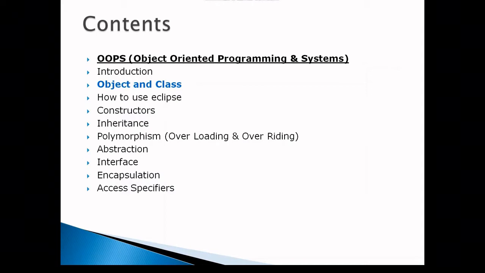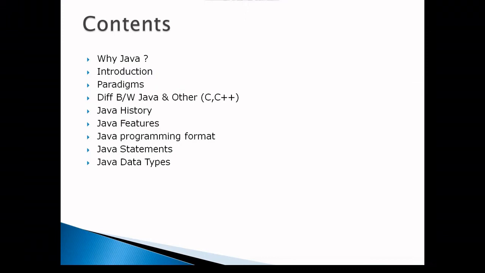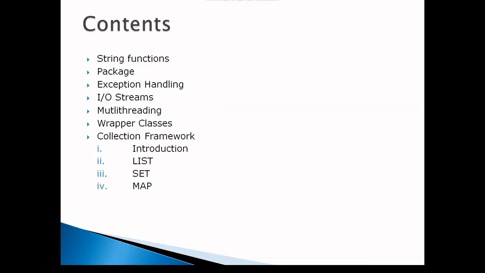Other OOPS concepts are there, like inheritance, polymorphism, abstraction, interface, encapsulation, and some Java introduction which contains the history, features, programming format, statements, data types. Some concepts are also there, like exception handling, input output streams, multi-threading, wrapper classes, collection framework in Java, which includes list, set, map, and their subclasses. So we will see all these in upcoming videos.